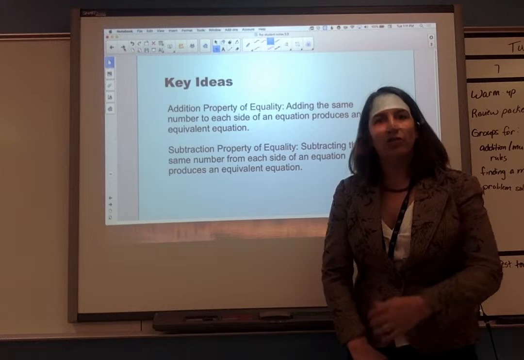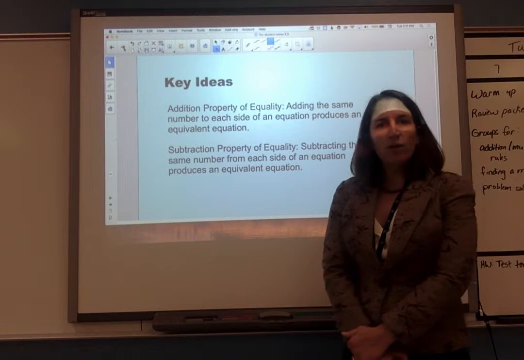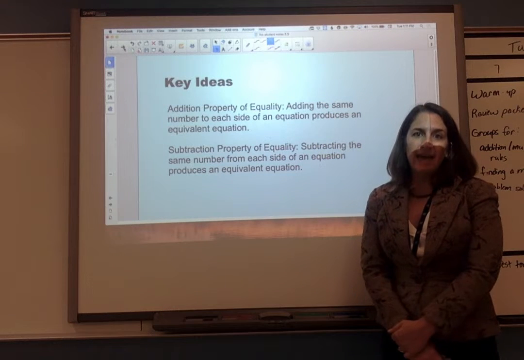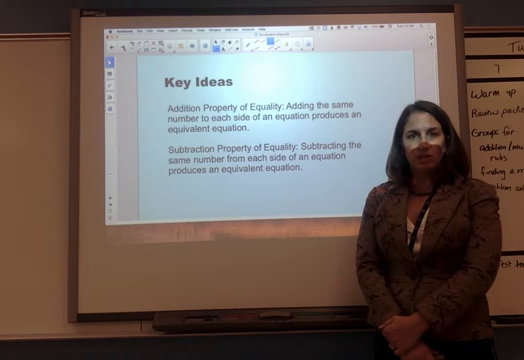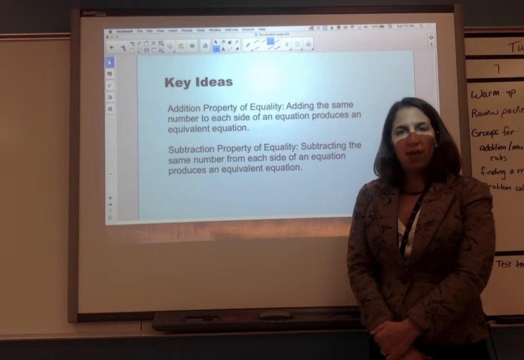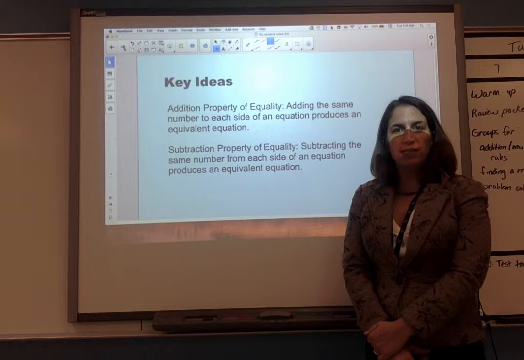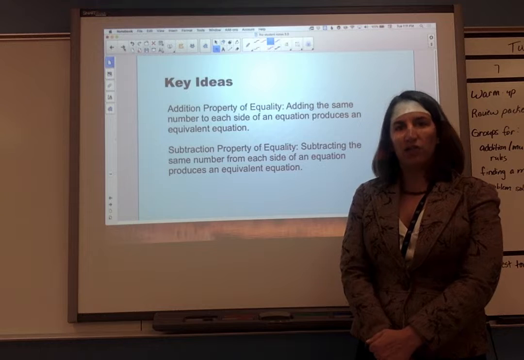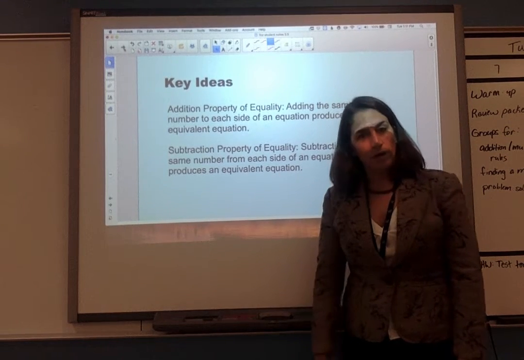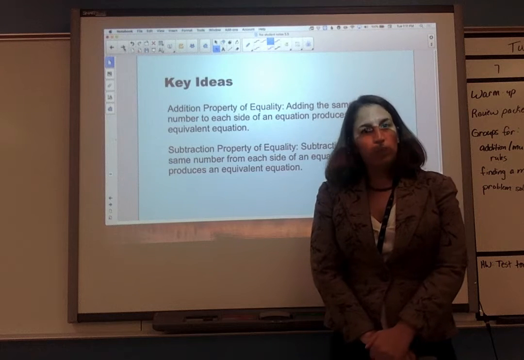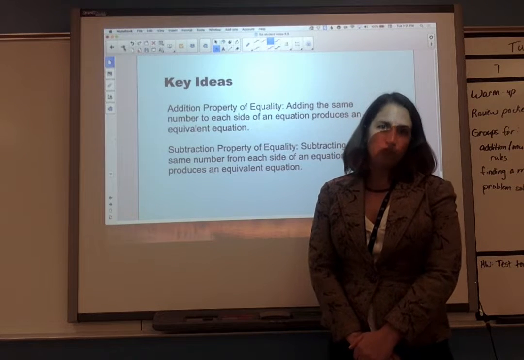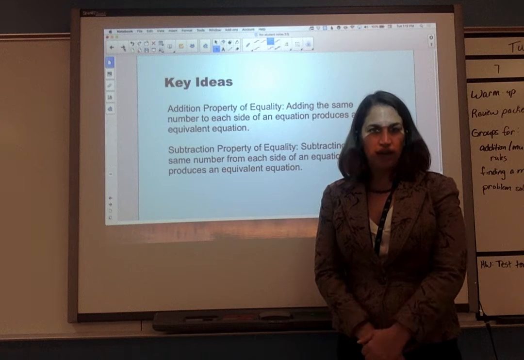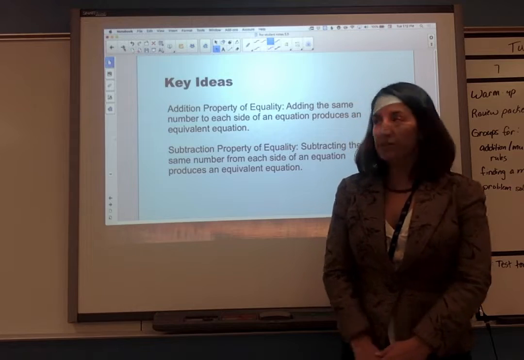So we're going to do that using two properties. The addition property of equality and the subtraction property of equality. The addition property of equality states that adding the same number to each side of an equation produces an equivalent equation. And the subtraction property of equality states that subtracting the same number from each side of an equation produces an equivalent equation. Both of these properties work. We're going to focus primarily on the addition property of equality because anytime we have a subtraction problem, I'm going to change it to addition so that we can see how we're adding positive and negative integers or rational numbers.